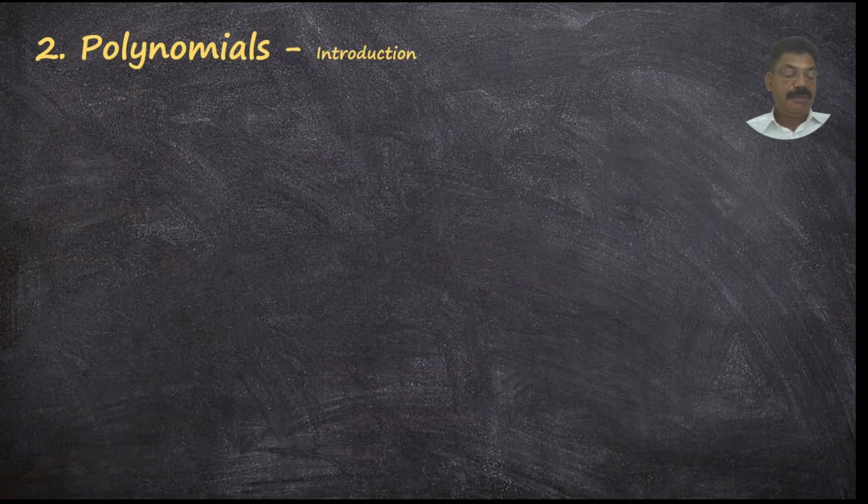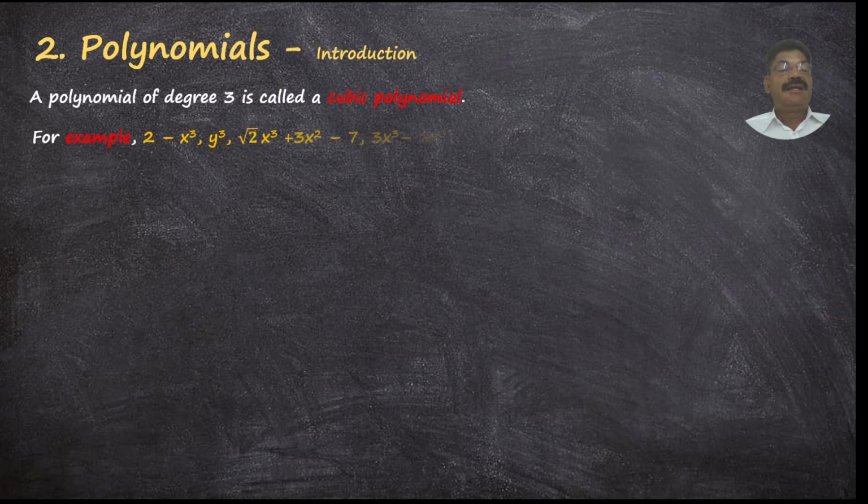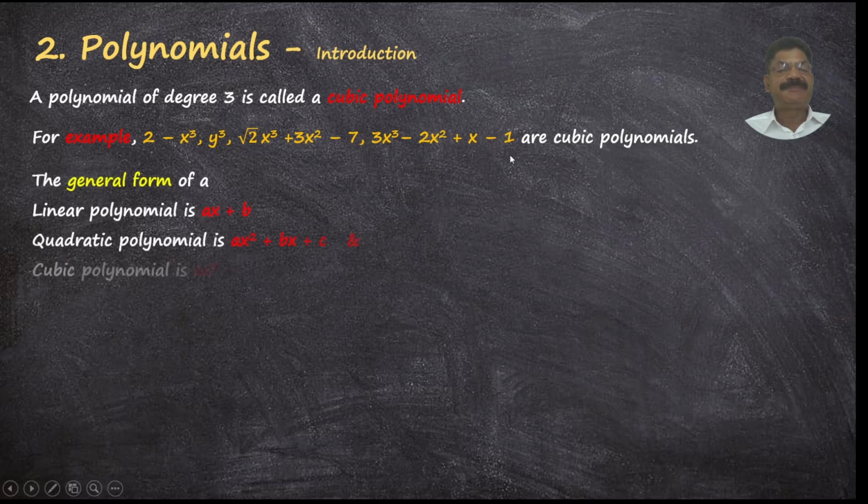Now let us see cubic polynomials. A polynomial of degree 3 is called a cubic polynomial, and these are the examples. 2 minus x cube is a cubic polynomial. y cube, this term alone is a cubic polynomial. Square root of 2 into x cube plus 3x square minus 7. It is a cubic polynomial. Similarly 3x cube minus 2x square plus x minus 1 is also a cubic polynomial.